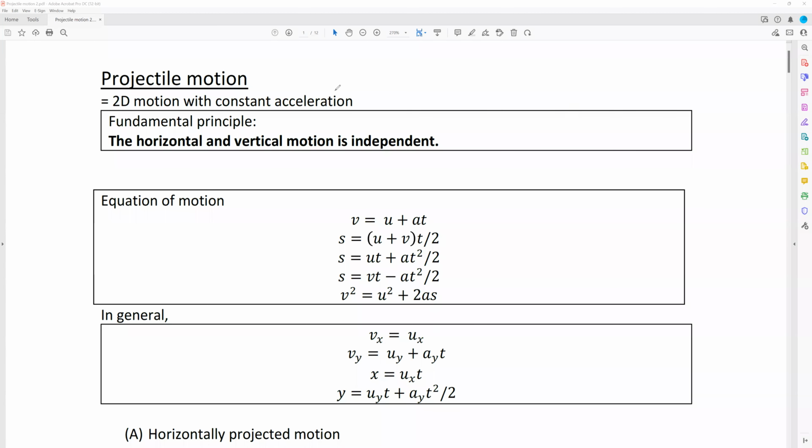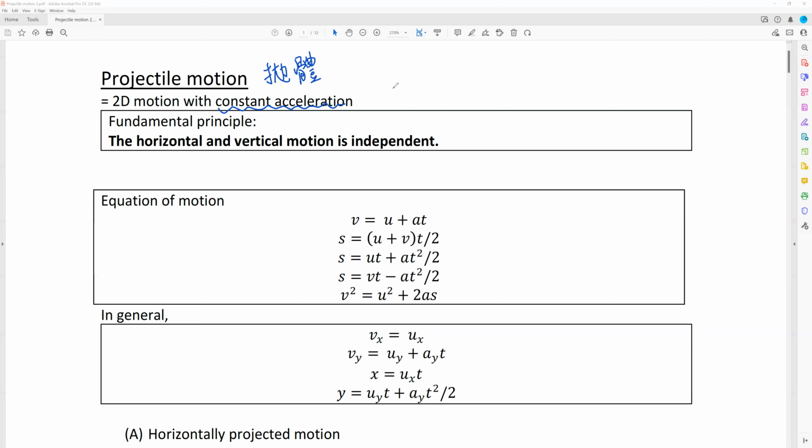Now for projectile motion, in Chinese we call it 拋體運動. So in Chinese, what does it mean? It means when you throw an object in the air, the motion is called projectile motion. Now, in general, we define a projectile motion as the 2D motion with constant acceleration. So this one is very important.